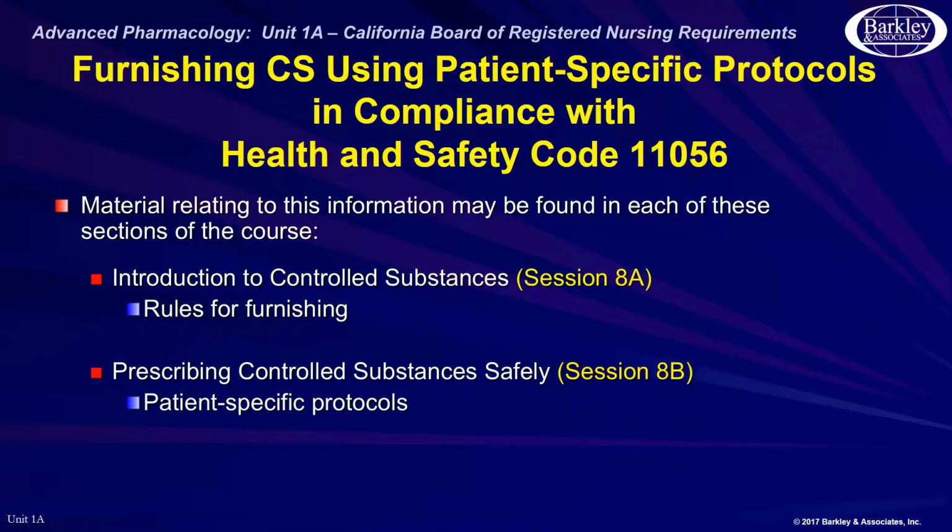So, with respect to this key point, you will find material relating to this information in the Introduction to Controlled Substances session, which covers rules for furnishing controlled substances. Rules for furnishing controlled substances will cover licit and illicit controlled substances, and it will also cover drugs such as barbiturates, anabolic steroids, and stimulants, and that also covers prescribing controlled substances safely and patient-specific protocols. That is discussed a little bit more in session 8B.